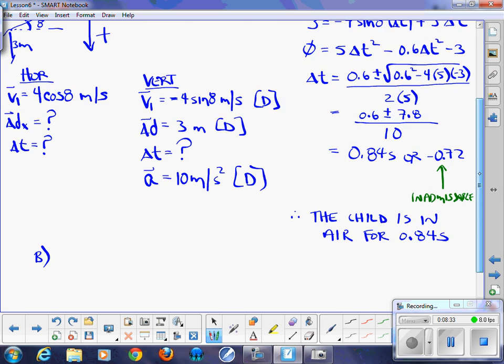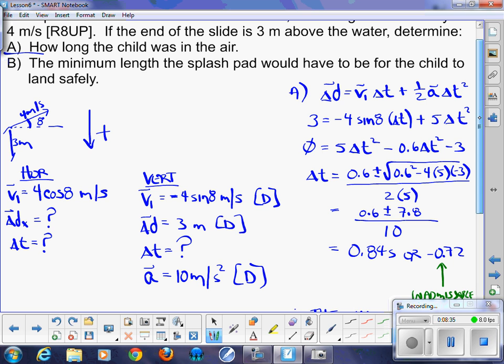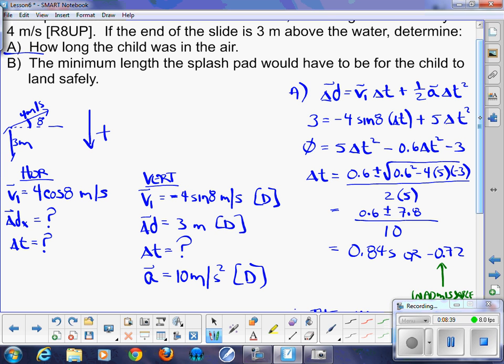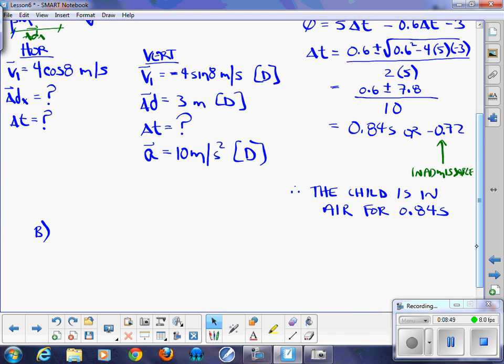B part. What does B want us to find? The minimum length the splash pad would have to be for the child to land safely. So it's just the same as the previous question, just worded a little bit differently. We want to know delta X. How long does it have to be for that child to safely land? Well, we know the flight time. So now we can use that information, 0.84, and we can use our delta D equals V delta T.